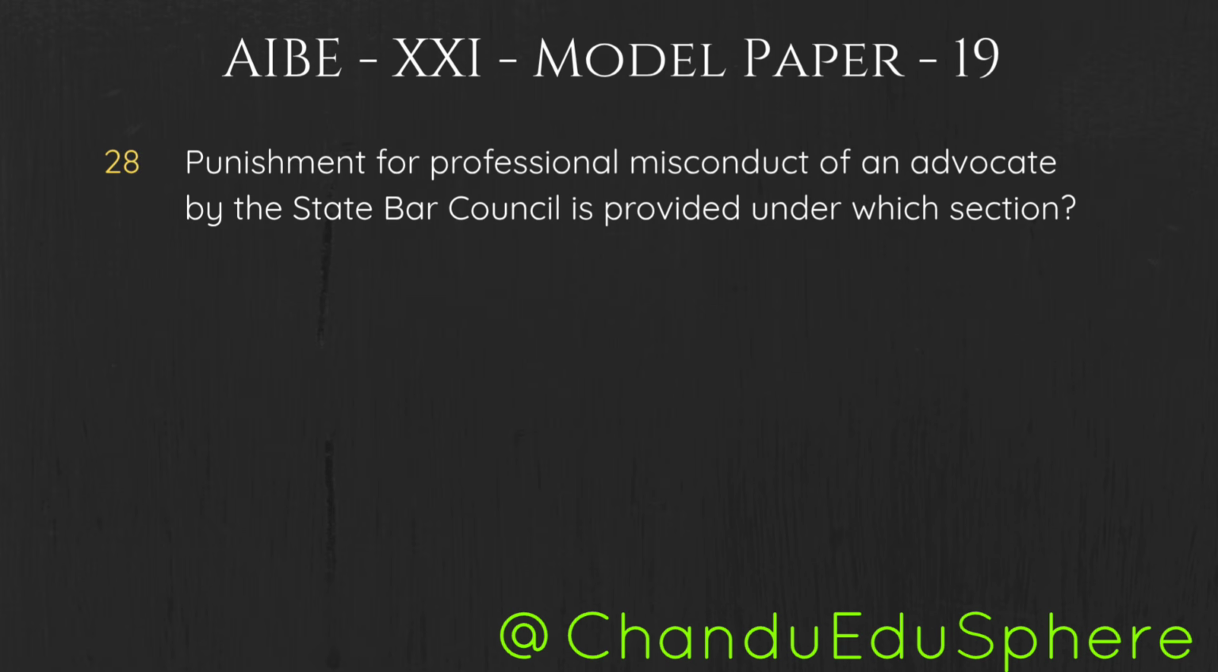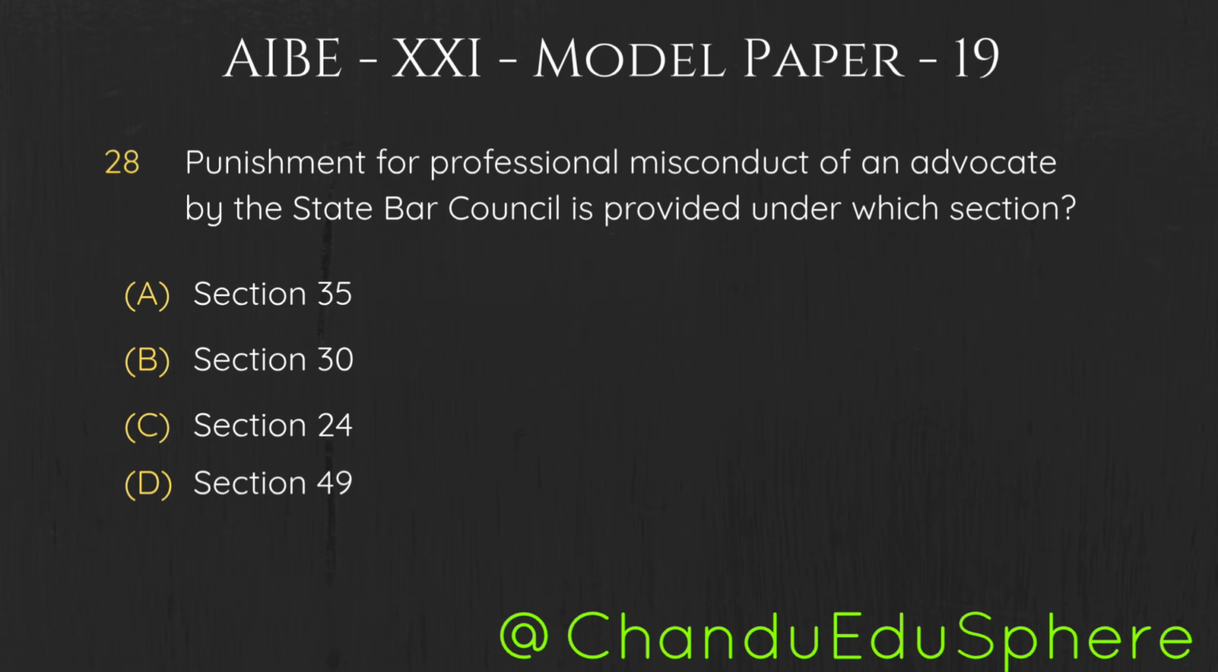Punishment for professional misconduct of an advocate by the State Bar Council is provided under which section? Section 35 of the Advocates Act 1961 empowers the State Bar Council, on receipt of a complaint or otherwise, to refer the case to its disciplinary committee and impose punishment on an advocate found guilty of professional or other misconduct. Section 35, choice A is the right choice.